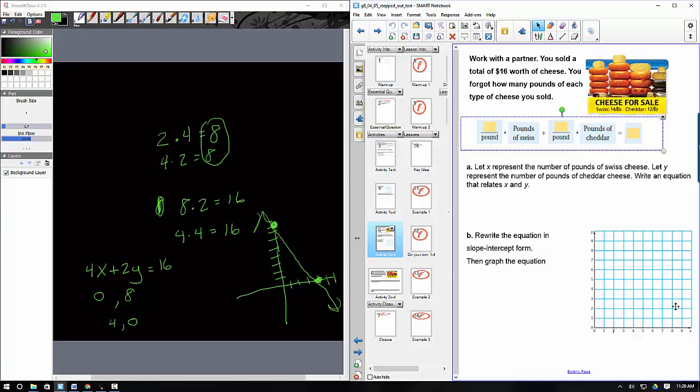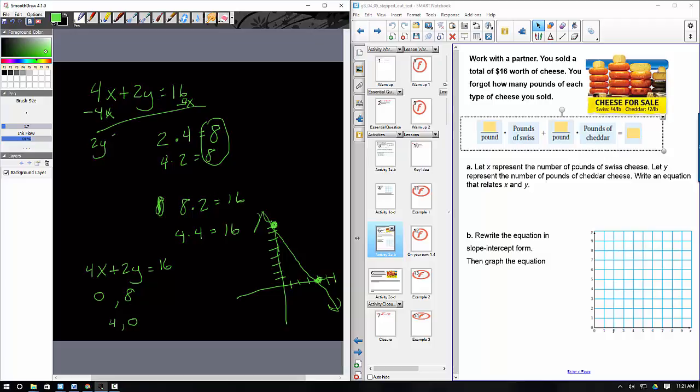And I'm going to do the intercept thing. Now it says to rewrite in slope intercept form. So I'm going to do y equals mx plus b. So I'm going to put down 4x plus 2y equals 16. Now, just like we were doing before, I'm going to subtract the 4x. Now I'm going to have 2y equals negative 4x plus 16. I'm going to divide both sides by 2. I'm writing a different color here just so I keep track of it. I'm going to have y equals negative 2x plus 8.